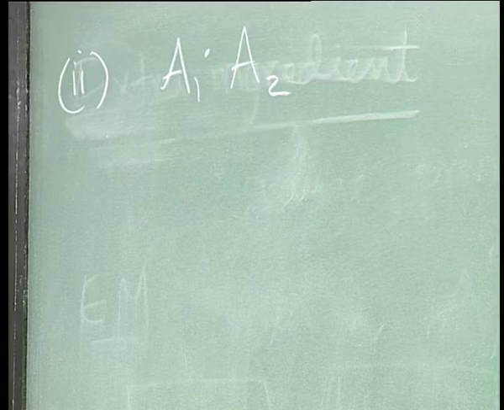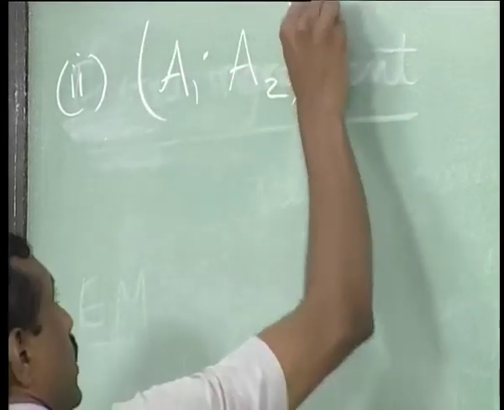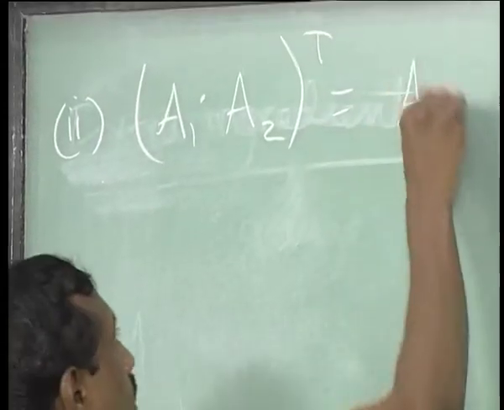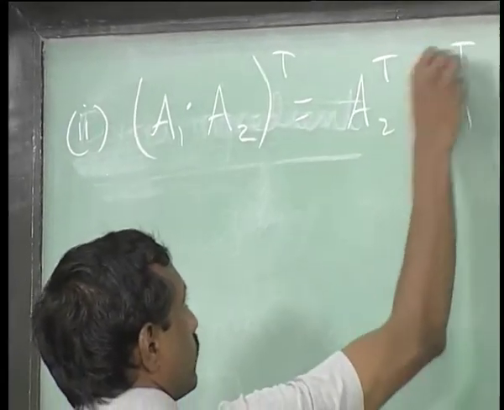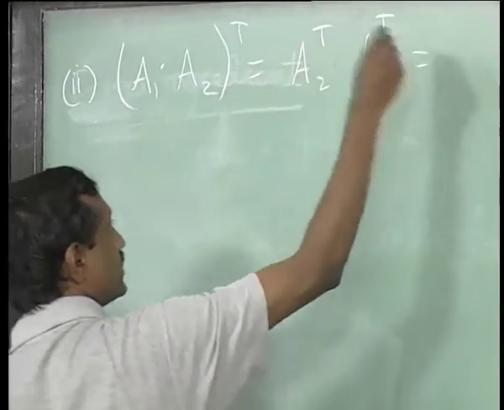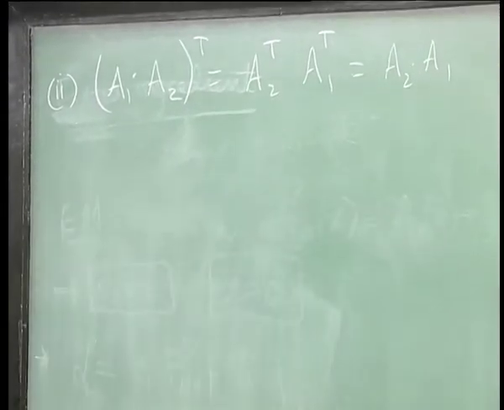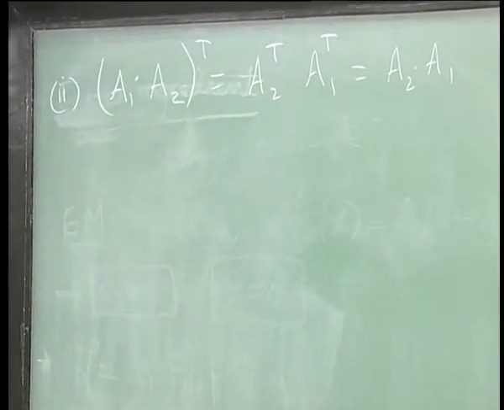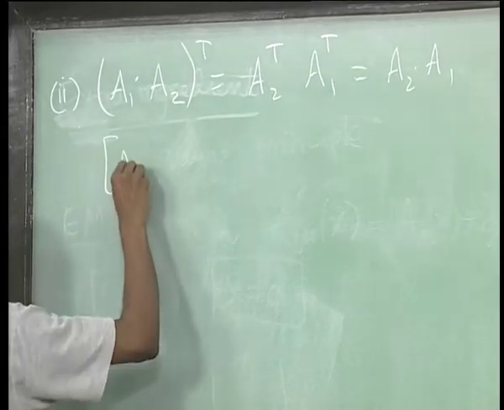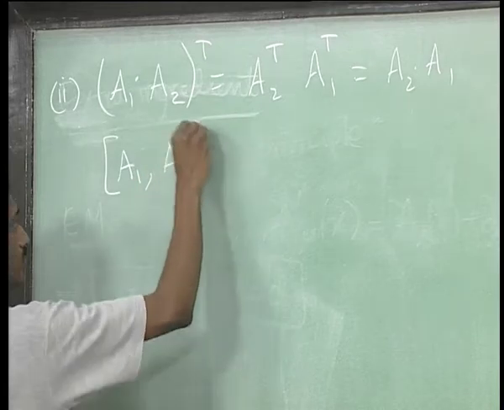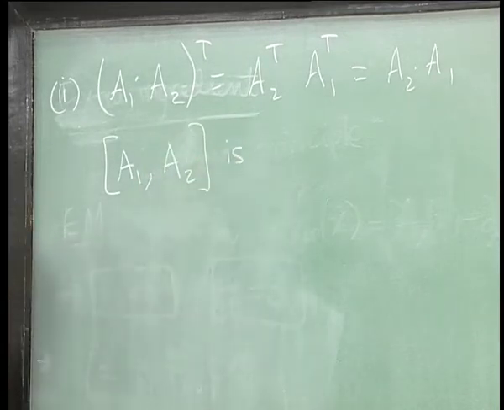No, it is easy to see it is not, because if you take the transpose, it is A2 transpose A1 transpose, and these are minus of each other. So it is equal to A2 dot A1. It is not antisymmetric, there is no structure, but if you take the commutator, it is indeed.